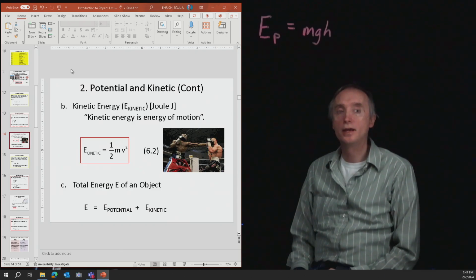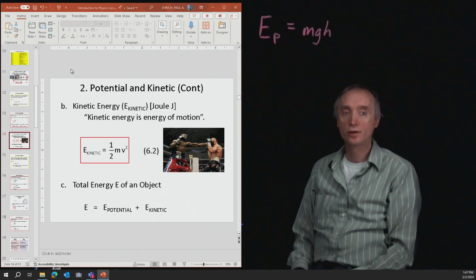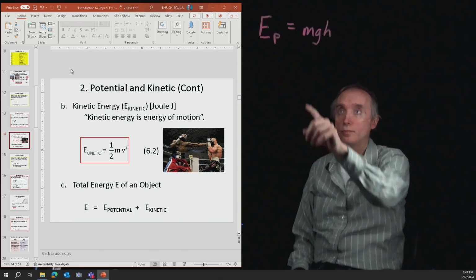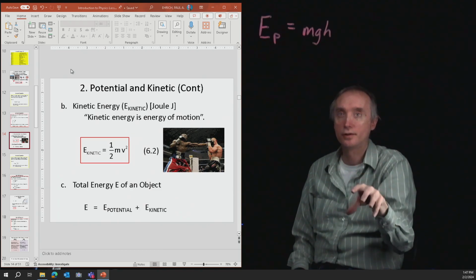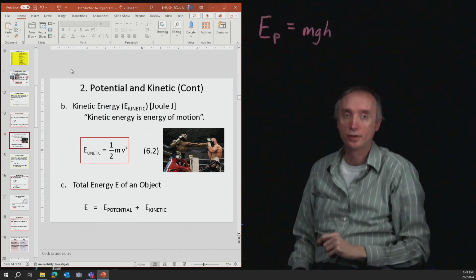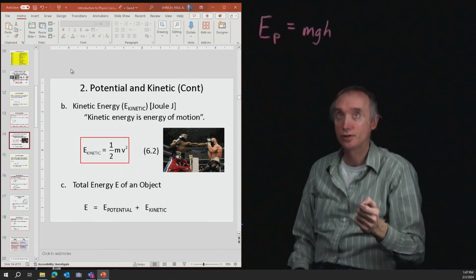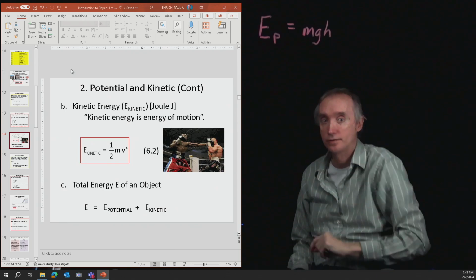Okay, I'm back, and you'll notice that up here at the top I have put the equation that we learned in the previous segment for potential energy. Gravitational potential energy is given by that formula. And we said that potential energy depended on position. So it depended on where you're located.